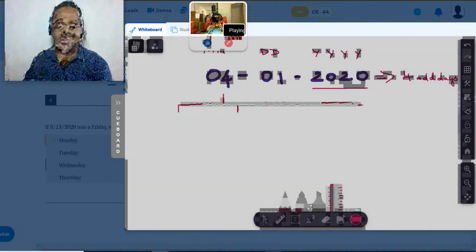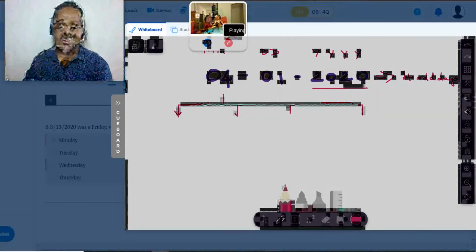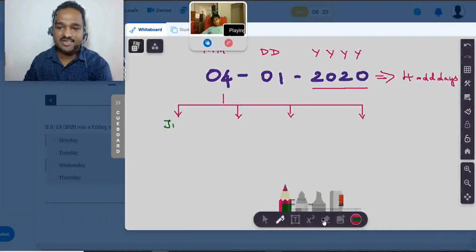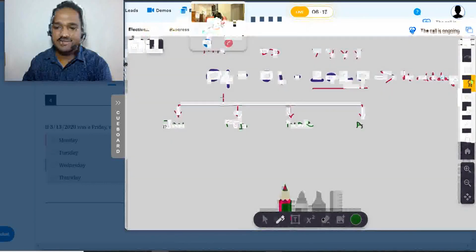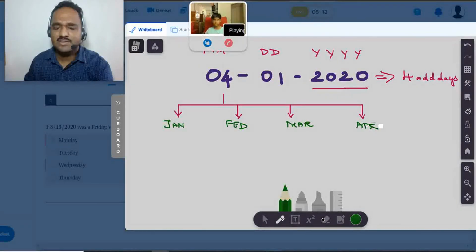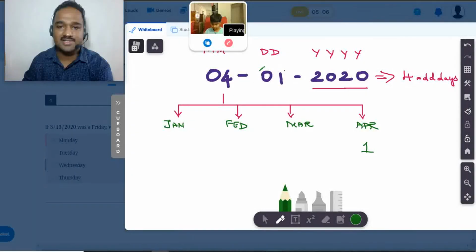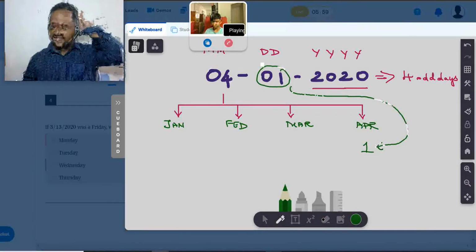So here we are dealing with 4 months. Am I right? Which is January, February, March, and April. So let's start with April. How many odd days are there in April? Or like how many days are given in the question? 1, right? The date. So you can write the date directly for April. Can you tell me what are the odd days for the other months? Jan, Feb, and March.